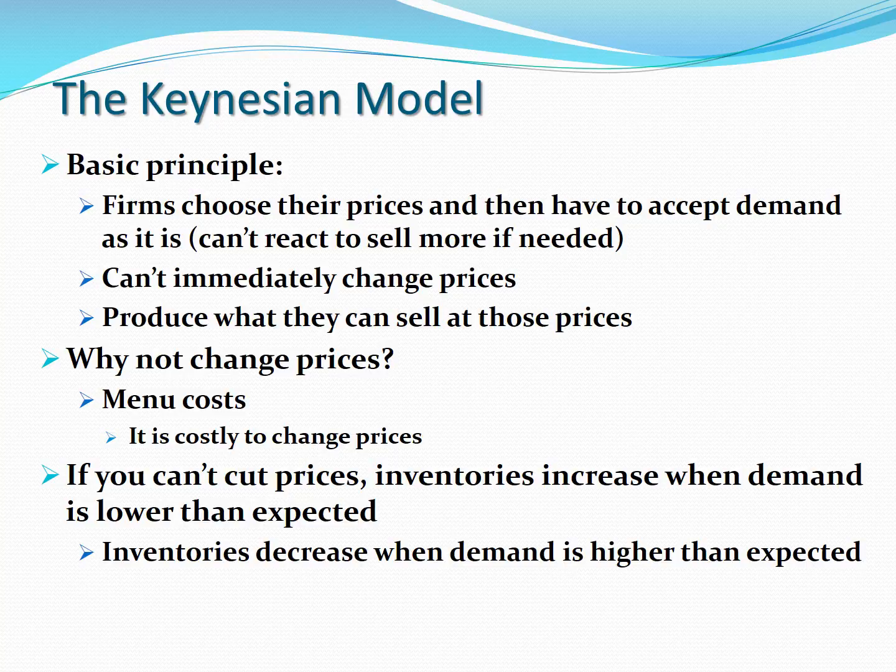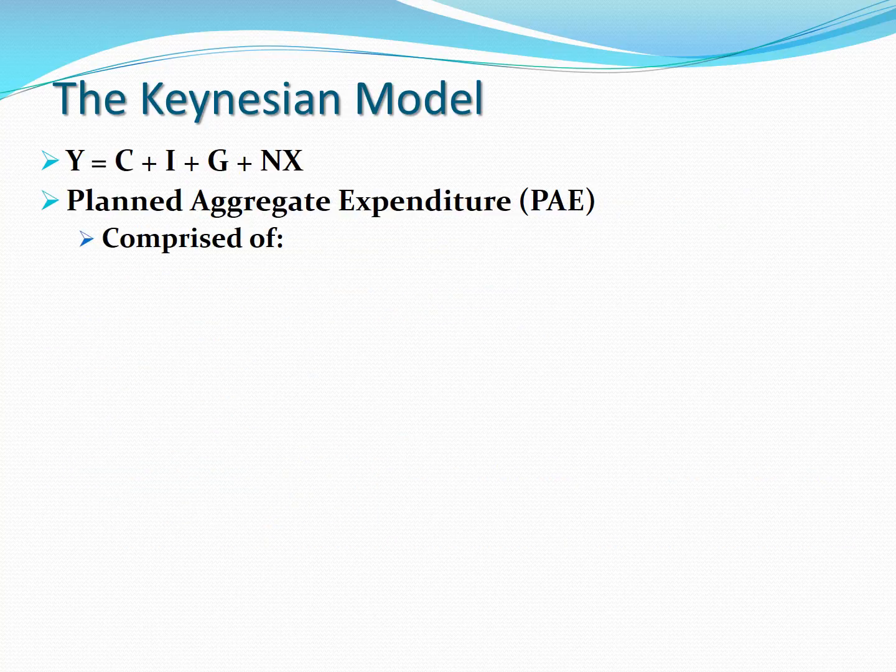So again, these inventories fluctuate with changes in aggregate demand. When demand is higher than expected, inventories are going to fall. To see how the inventory adjustments affect our level of output, let's go back and look at our GDP function again. So Y equals C plus I plus G plus net exports.